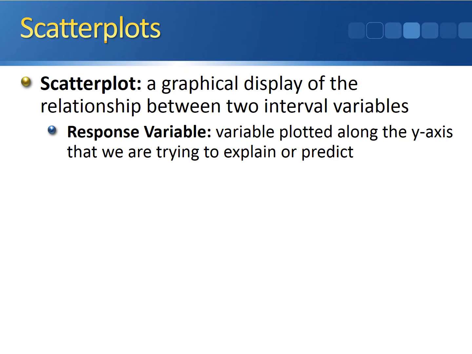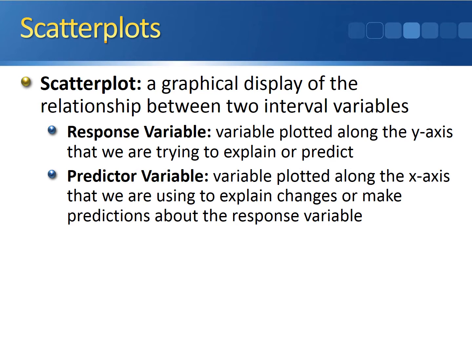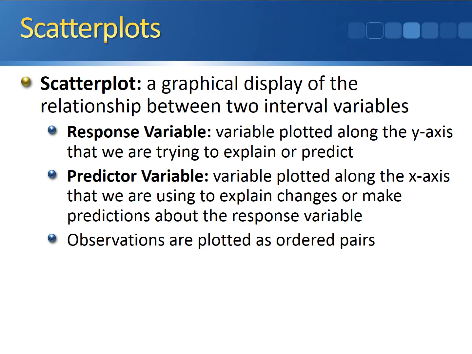The response variable is defined to be the variable that gets plotted along the y-axis that we're trying to explain or predict. The predictor variable on a scatterplot is the variable that gets plotted along the x-axis, and we're trying to use that to explain changes or make predictions about the response variable. The observations on a scatterplot get plotted as ordered pairs, with the predictor variable as the x-coordinate and the response variable as the y-coordinate.